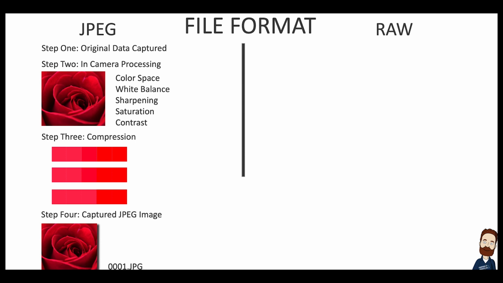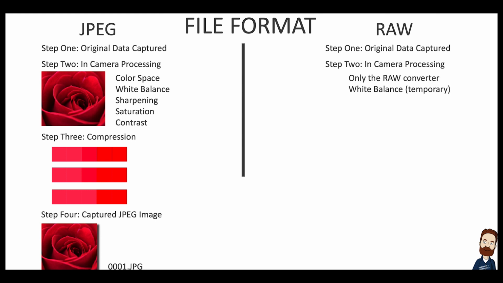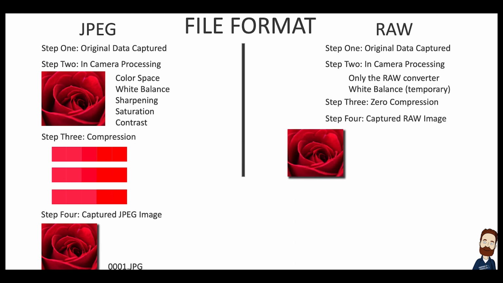So let's talk about RAW. So the first thing you're going to do is press shutter release and you're going to capture the data, right? It's going to go through some in-camera processing, but it's only going to apply the RAW converter and record the white balance as a temporary file. And then it's going to do 0 compression as it stores that captured image onto your memory card. So you're going to have the RAW information on your camera. And it's a RAW file.